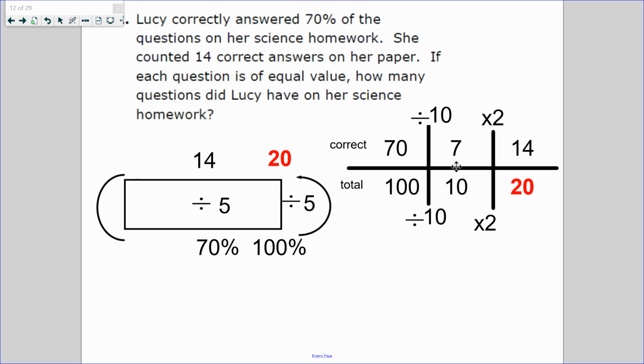Maybe you prefer to make a table. She got 70% correct out of a total of 100%. There are 14 questions she got correct. So if I simplify this by dividing by 10, I get 7 tenths. 7 correct out of 10. Then I build it up to 14 correct, times 2, 20 questions on the test.